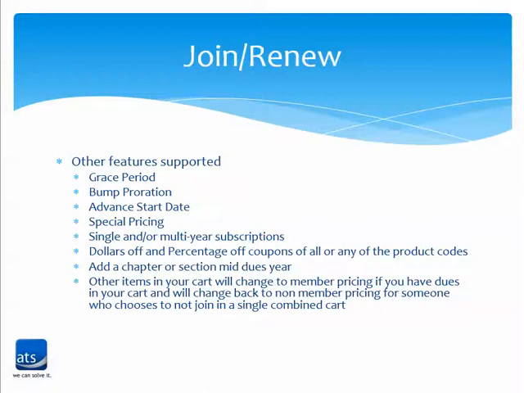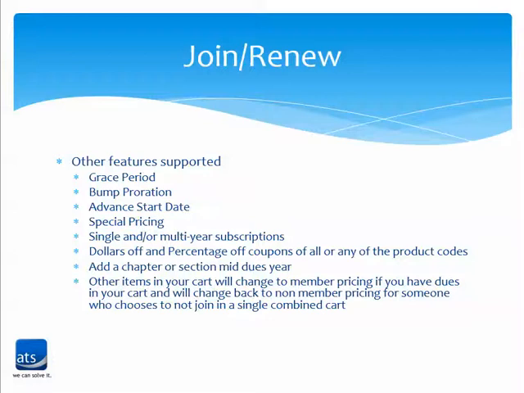Some other general features that are supported: grace periods, bump proration, advancing the start date after a particular day in the month. Those are all standard IMAS setup things, special pricing. You can set up single and or multi-year subscriptions. So again, maybe you're billed at 1 year, but you can renew as 1, 2, or 3 if you want to offer that. There are, of course, in the marketplace dollars off and percentage off coupons that you can do for the whole order, the whole set of dues, or maybe just one particular product code. Maybe it's $10 off an extra section or something like that.